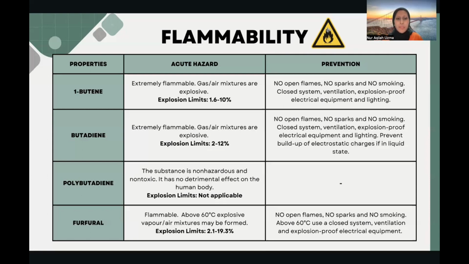For polybutadiene, this substance is non-hazardous and non-toxic. It has no detrimental effect on the human body, so it also has no exposure limits. Lastly, furfural is flammable. Above 60 degrees Celsius, explosive vapor or mixtures may be formed. Its explosive limit is between 2.1 to 19.3%. The prevention for furfural is no open flames, no sparks, and no smoking. Above 60 degrees Celsius, it must use a closed system, ventilation, and explosion-proof electrical equipment.